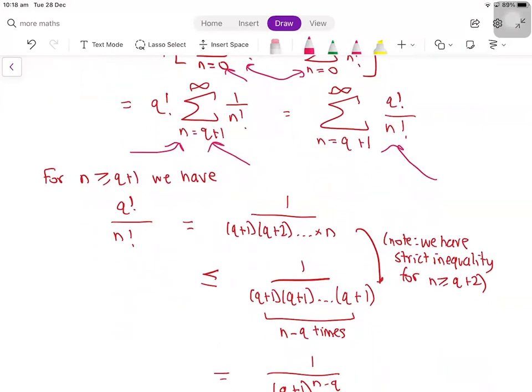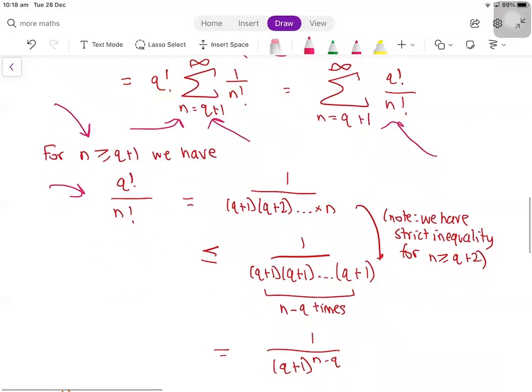So when n is at least q plus 1, we have q factorial divided by n factorial is equal to 1 divided by (q plus 1) times (q plus 2) times dot dot dot up to n. And now we'll use an inequality. So we see that q plus 2, q plus 3, and so on up to n are all at least q plus 1. So this is going to be at most 1 over (q plus 1) times (q plus 1), and so on, doing it n minus q times.